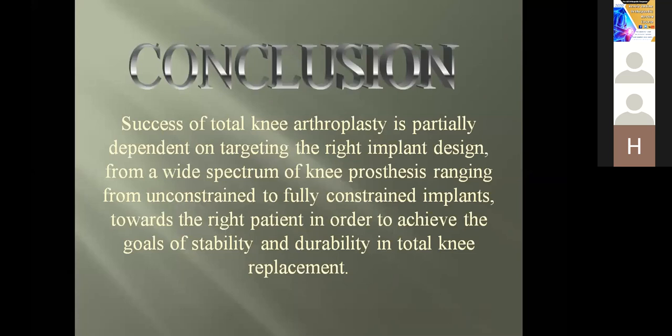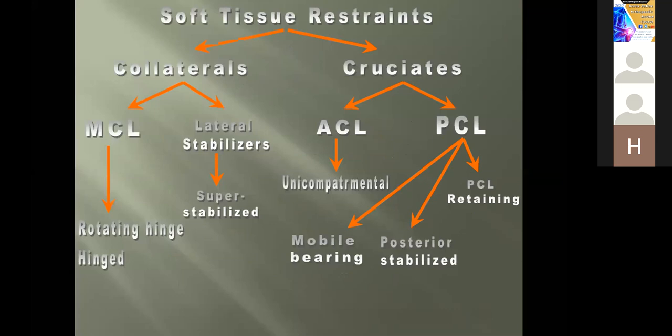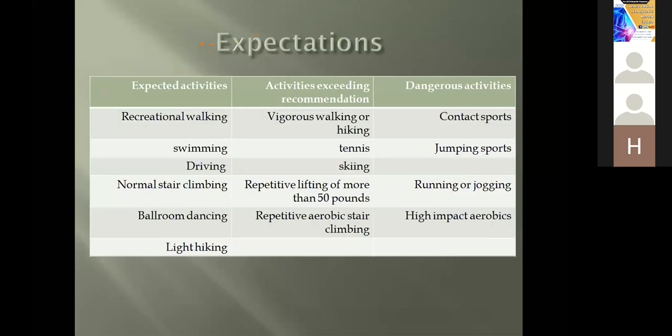In conclusion, success of total knee arthroplasty is partially dependent on targeting the right implant design from a wide spectrum of knee prostheses, ranging from unconstrained unicompartmental to fully constrained implants, towards the right patient in order to achieve the goals of stability and durability in total knee replacement. Soft tissue restraints, collaterals on one hand, cruciates on the other hand: you have to have a good soft tissue sleeve and balanced collaterals. As for expectations, you have your own expectations and the patient's expectations. You have to tell your patient what's allowed for everyday activity, what's allowed exceptionally, and what the dangerous activities are, like contact sports, jumping sports, running, or jogging.